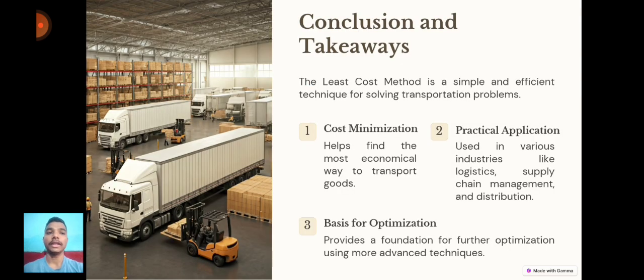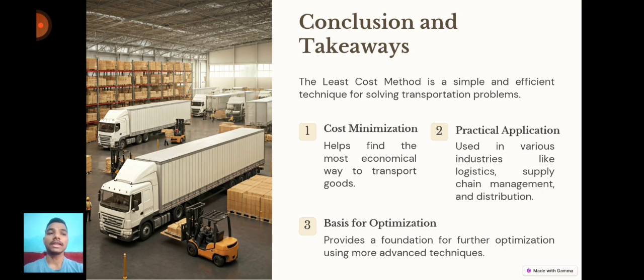Conclusion and takeaways. The least cost method is a simple and efficient technique for solving transportation problems. First one is cost minimization. Helps find the most economical way to transport goods.